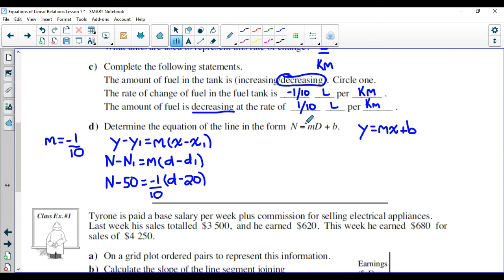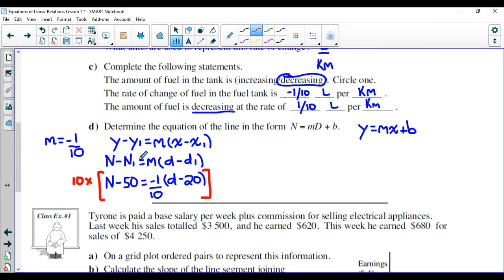Okay, so now we want to get it into this form. So what I'm going to do at this point is multiply the entire equation by 10 to get rid of this fraction, because the fraction will be annoying to actually put into the brackets here. There's different ways to do it, but this is one way, because what we really need to do now is isolate for n. Okay, let's get rid of that fraction for just a moment.